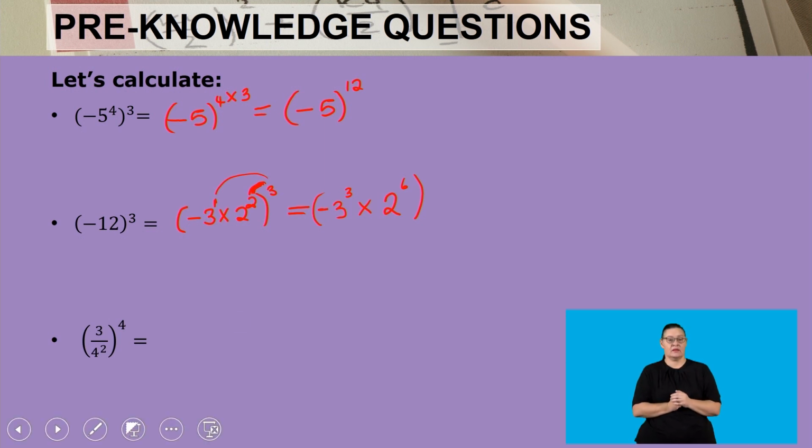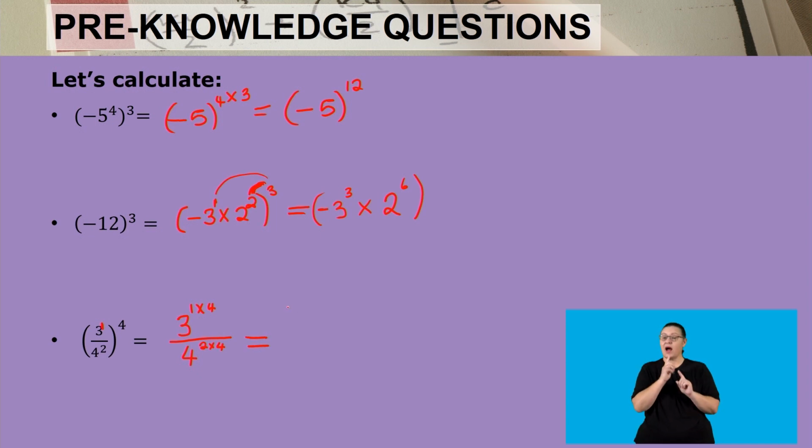And then lastly, we have this one here where it is a 3 divided by a 4 squared, and this quotient is now raised to the exponent of 4. So how are we going to work this out? Well, firstly, that numerator 3 has an exponent 1 there. So we are going to take that numerator 3 and make sure that those exponents multiply with each other. The same is going to be done in the denominator, where we have the base 4, and that exponent 2 is going to multiply with that raised exponent of 4.